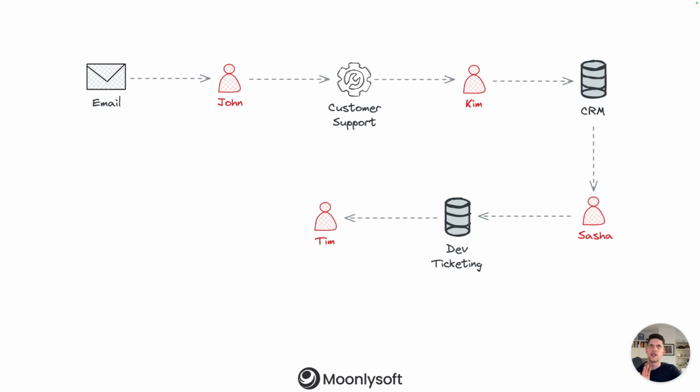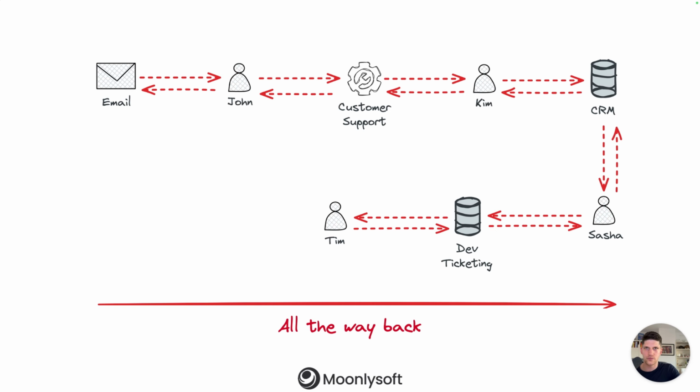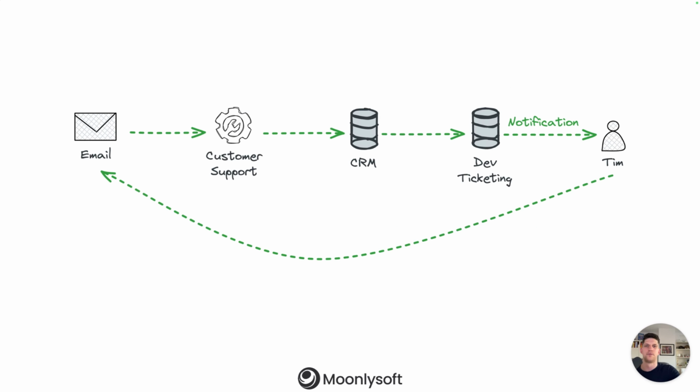So we have 4 people that are involved in such a process. And the bad part is that even if it's so long, it's double way. So all the way back, we'll have to go to Tim, to the dev ticketing, to Sasha, and so on. So the time spent on this and the human error can be so huge that you're basically opening doors for flaws, and a lot of money is left on the table.